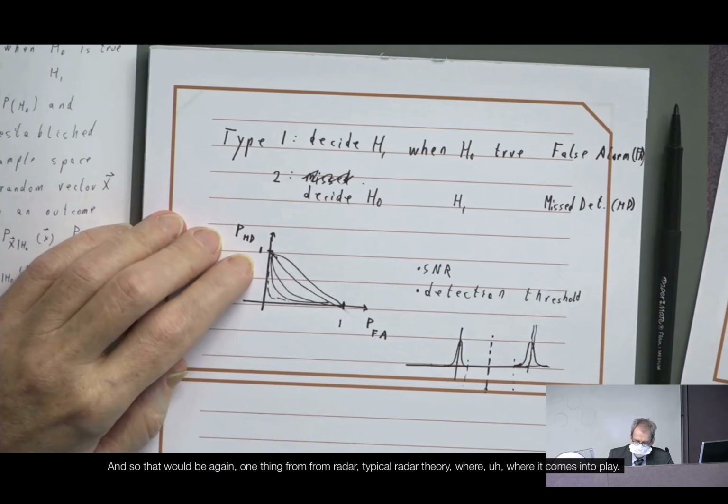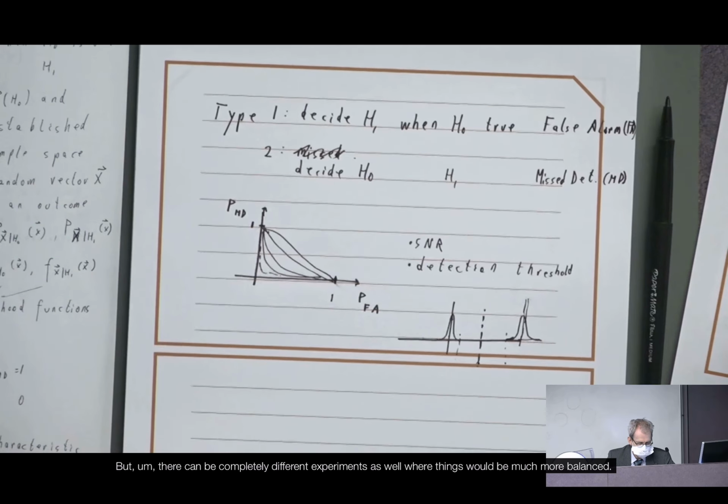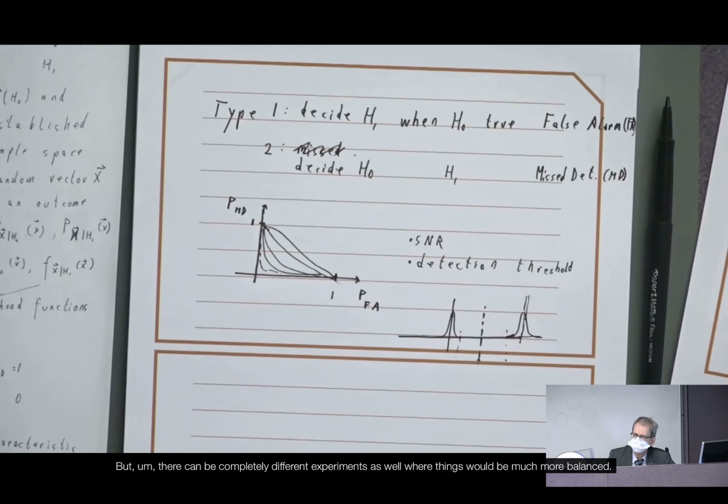And that would be one thing from typical radar theory where this comes into play. But there can be completely different experiments as well, where things would be much more balanced. The point is that you have to consider the trade-off you're dealing with, and you have fundamentally two ways of treating this trade-off mathematically. One is to say you have the weighted sum of these two error types, and the weights reflect the practical consequences of making an error.